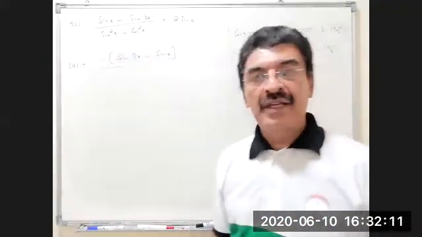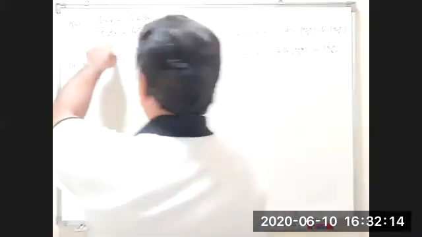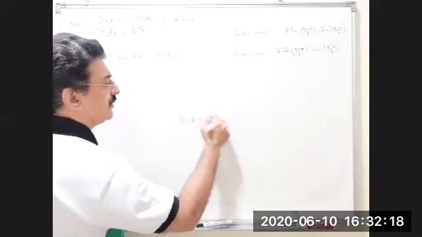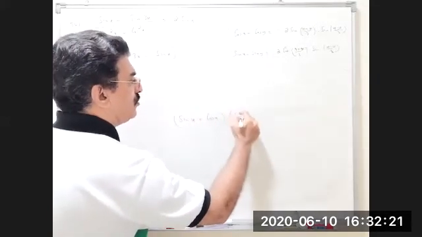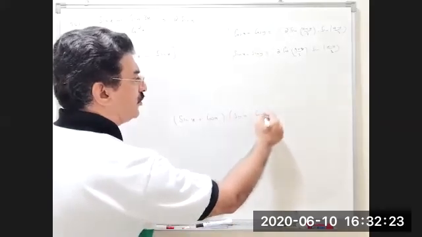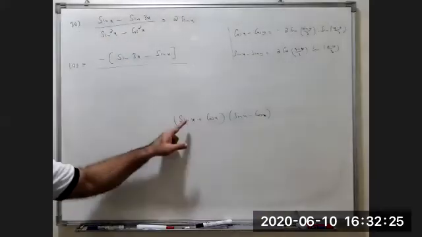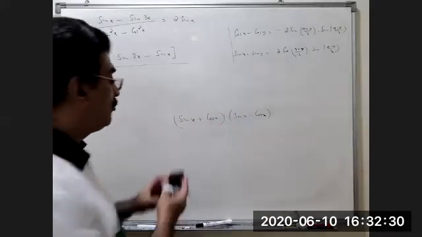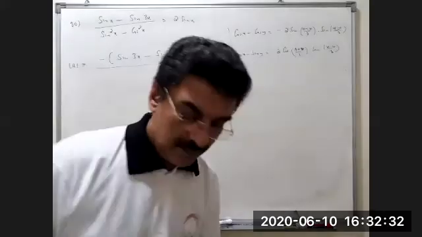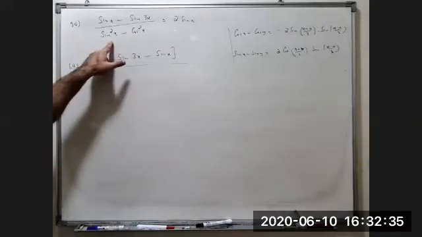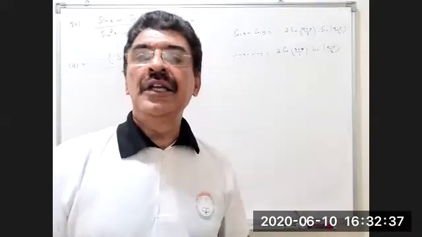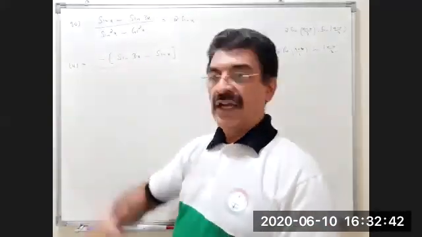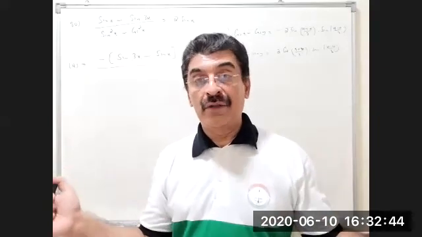Sin square x minus cos square x, we have many methods. We know that sin square x minus cos square x is sin x plus cos x into sin x minus cos x. Use it. Then we can use that formula directly. But instead of this, is sin square x minus cos square x resembling any of the formulas? Be very comparable with the formula.